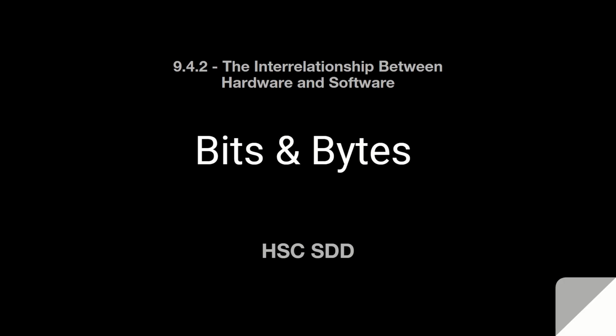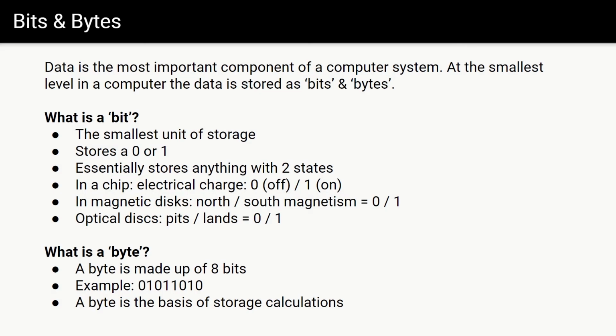Bits and bytes, what we look at in SDD. So data is the most important component in a computer system. Computers were invented to process data and allow us to input and output that data and make it useful information. So we're going to look at the smallest component of data, which is bits and bytes.